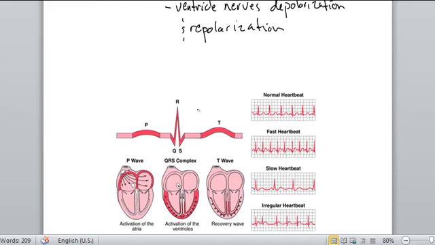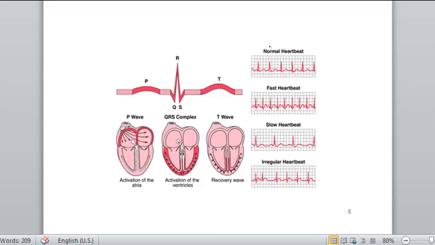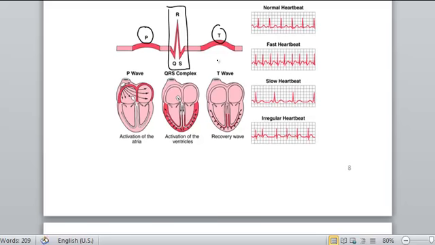Okay. So if we look at it, this is a classic wave for a heartbeat, and it has three main sections: the P wave, what is called the QRS complex, and then the T wave. And the P wave is looking at depolarization of the atria, which equals atrial contraction.